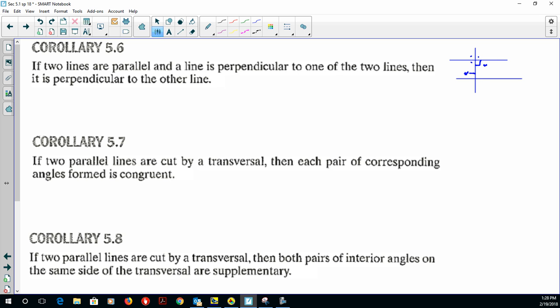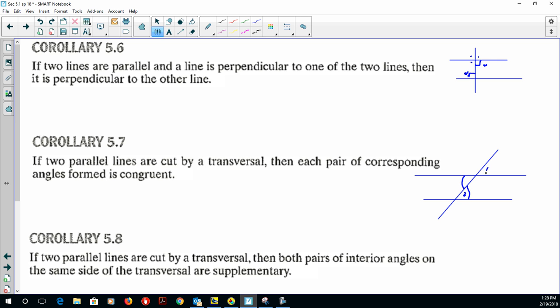I'm going to prove one of these after a while here. If two parallel lines are cut by a transversal, then each pair of corresponding angles is congruent. Well, what you know is if two parallel lines are cut by a transversal, alternate interior angles must be congruent, and this interior angle is vertical to that one, so those two must be congruent.